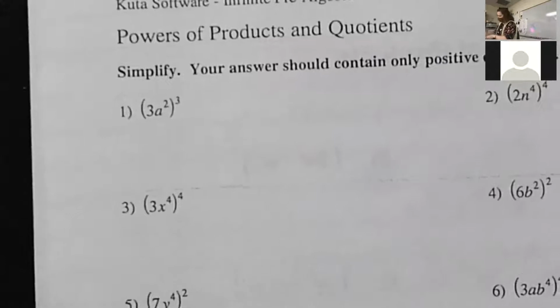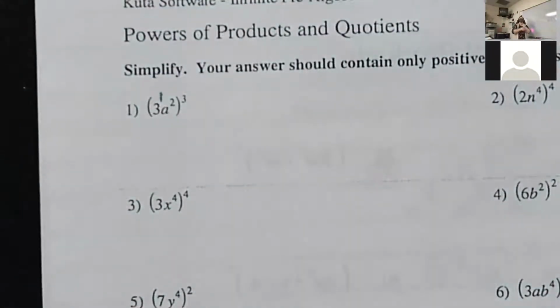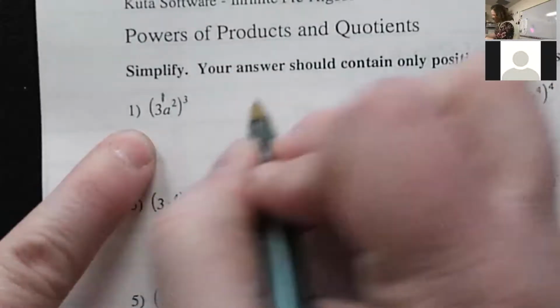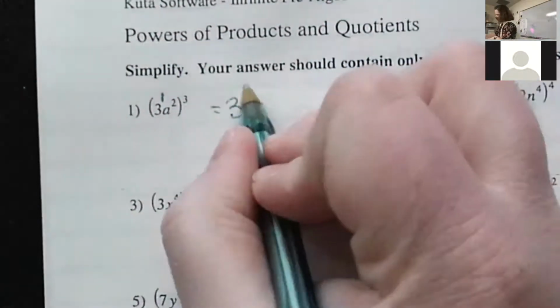Which one doesn't have an exponent on number 1? The 3. So write in his invisible 1 before you do anything else. Now, if you have an exponent raised to an exponent, what do you do? Multiply. So leave your base the same. What's 1 times 3? 3. So I have 3 to the 3rd.